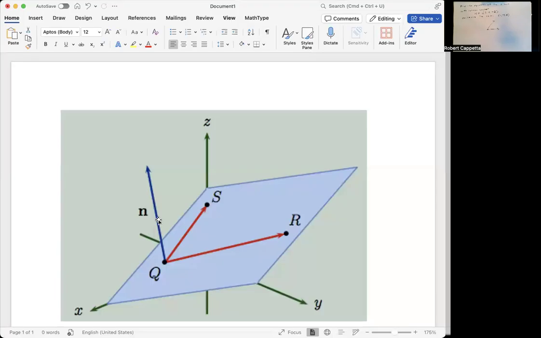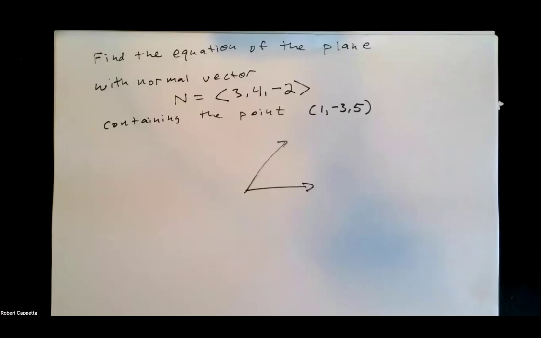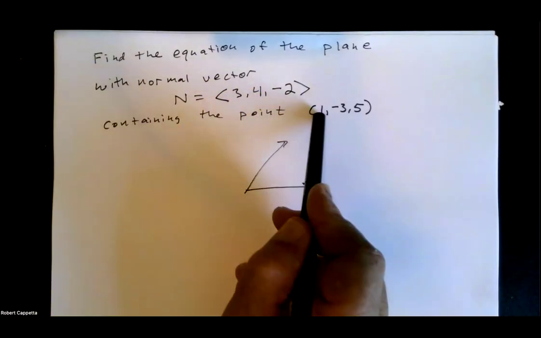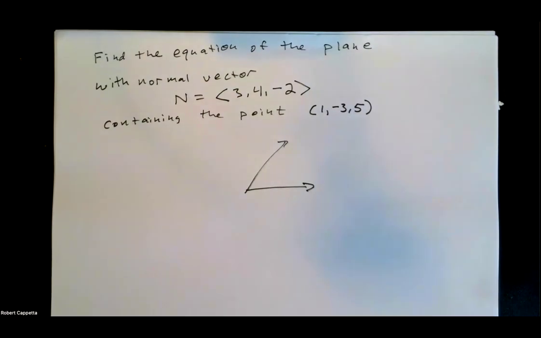So let's take a look at this plane. You'll notice the n vector is normal to this plane that contains the points Q, S, and R. And that normal vector is perpendicular to vector QS, perpendicular to QR, perpendicular to any vector that is in that plane. And again, that tells us how tilty it is, but that's not enough. It's just like the slope is not enough to give us a line. We need a slope and a point. I need a normal vector and a point to be able to do this. So what we have here is a normal vector 3, 4, -2, and the point 1, -3, 5.